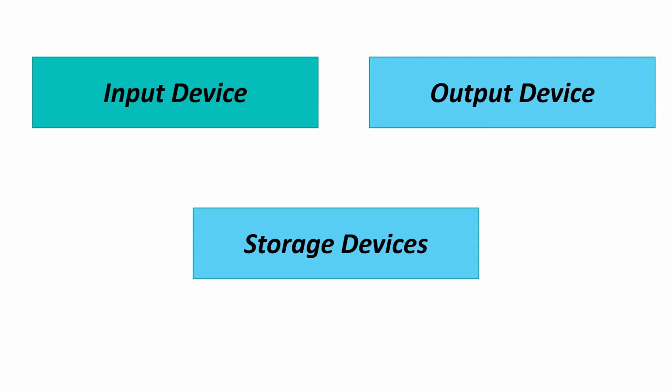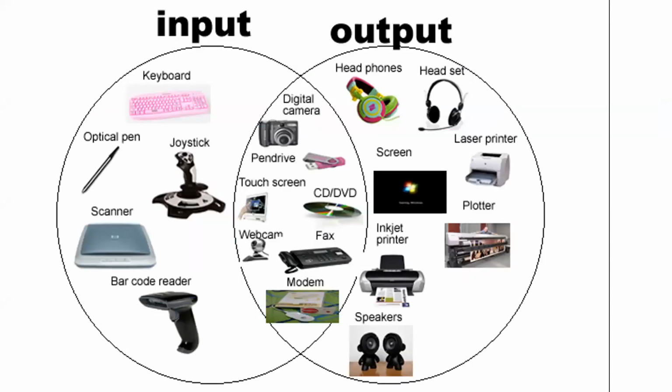Okay, so these are the main 3 types, right? So mainly we can identify internal and external hardware devices. Again, we can see them as input devices, output devices and storage devices. Okay. So in this image, you can see different input devices and different output devices.